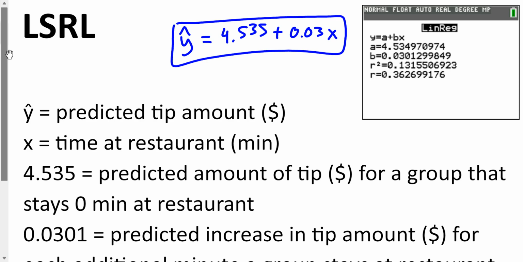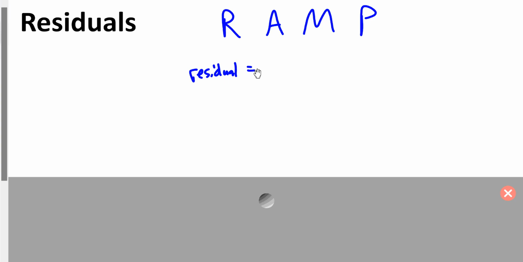Now let's review residuals, another review. Residuals are how far off from that least square regression line each point is on average. So we have an acronym. Maybe you recall it, maybe you don't. It is RAMP, which means residual is actual minus predicted.